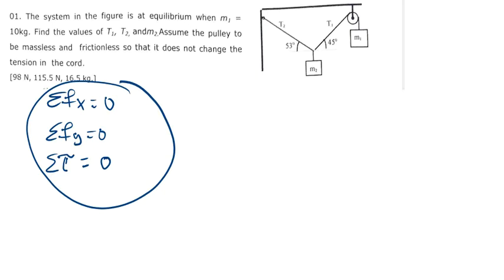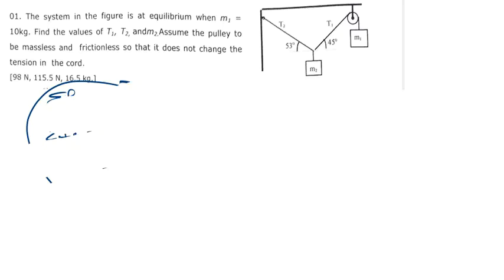So let's try to solve this question, which is saying the system in the figure is at equilibrium when m1 is equal to 10 kg. Find the value of T1, T2 and M2. Assume the pulley to be massless and frictionless so that it does not change the tension in the cord. Okay, and to make things simple, they have given us the answers already. They just want us to find the answers.